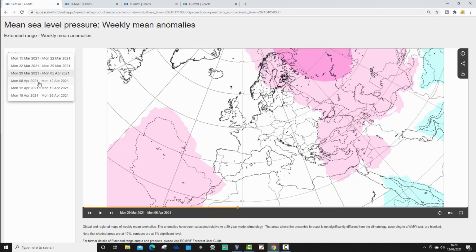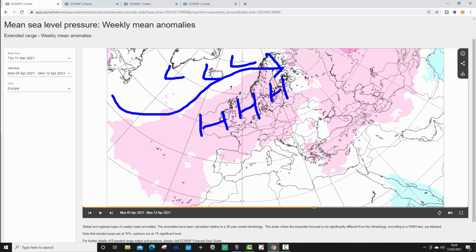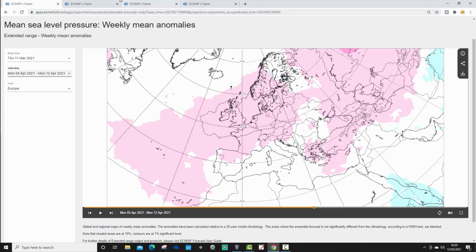Week 4 will take us from the 5th through to the 12th of April. Another change, high pressure coming back in with the mean sea level pressure anomaly. Quite a nice ridge developing across Western Europe, probably sending low pressure and the jet stream northwards. That could be the onset of spring there into the second week of April. That might be spring getting going.